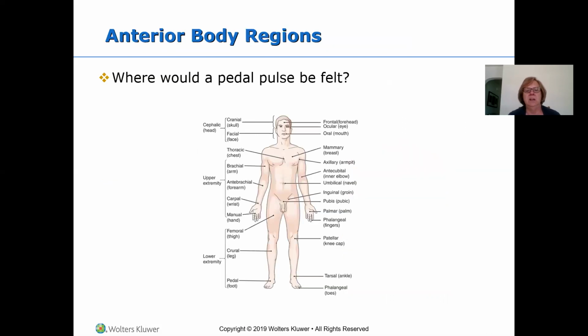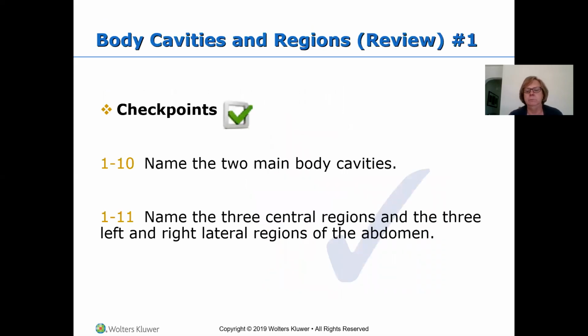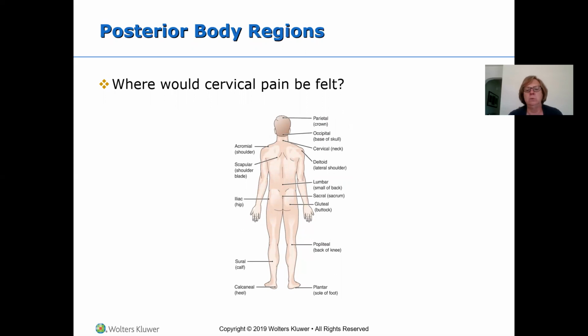Okay. And then these are some other body regions. If you look at these, the foot is the pedal. So where would you find a pedal pulse? It would be in your foot. Where would you find a cervical pain? That would be in your neck, right? Maybe another one: where would you find a popliteal pain? That would be on the back of the knee.